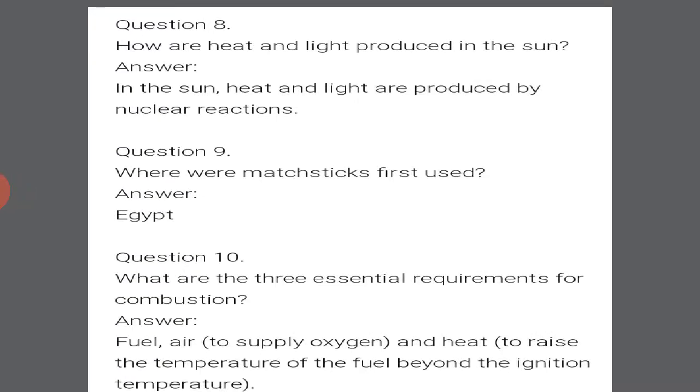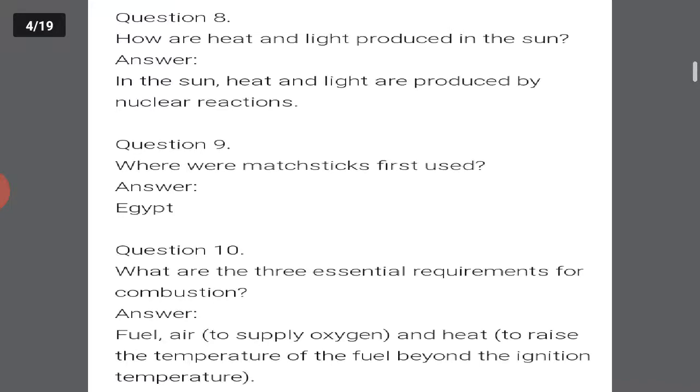Okay, dear students, let's move to question number 8. How are heat and light produced in the sun? Heat and light both are produced in the sun by nuclear reactions. Okay, you will study in higher classes about nuclear reactions. Nuclear fusion and nuclear fission are two types of reaction. We will study about them later.